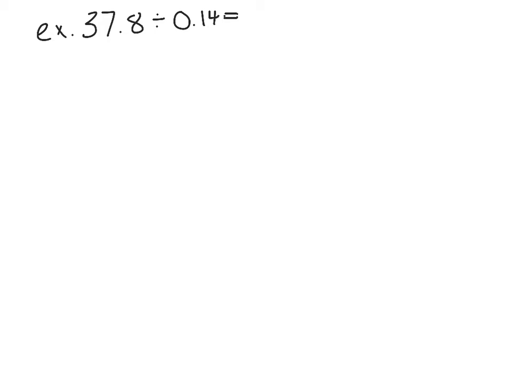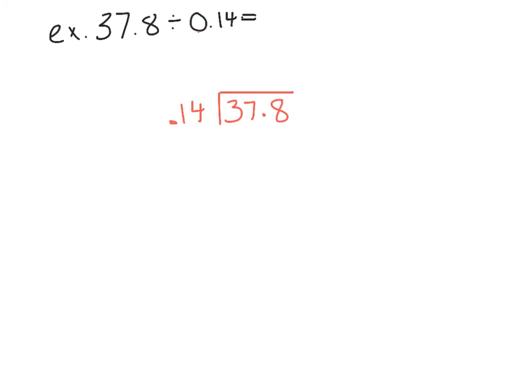Let's go ahead and set this one up here. I'm going to put my dividend, 37 and 8/10, and then my divisor, 0.14. Now I don't need that 0 there. I can include the 0, but I don't have to. Whoops. So I'm not going to.